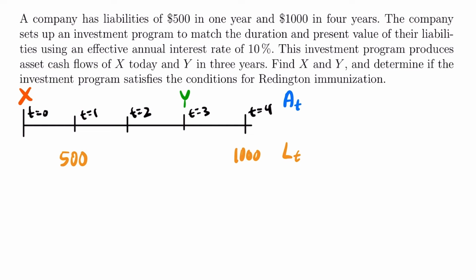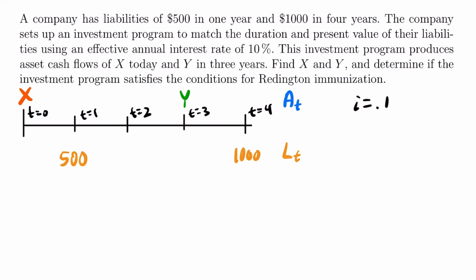And then one more thing I want to make a note of here is that the company is matching the duration and present value of the assets and liabilities with an effective annual interest rate of 10%. So I'm going to write down that i is equal to 0.1. That is 10% in decimal form.